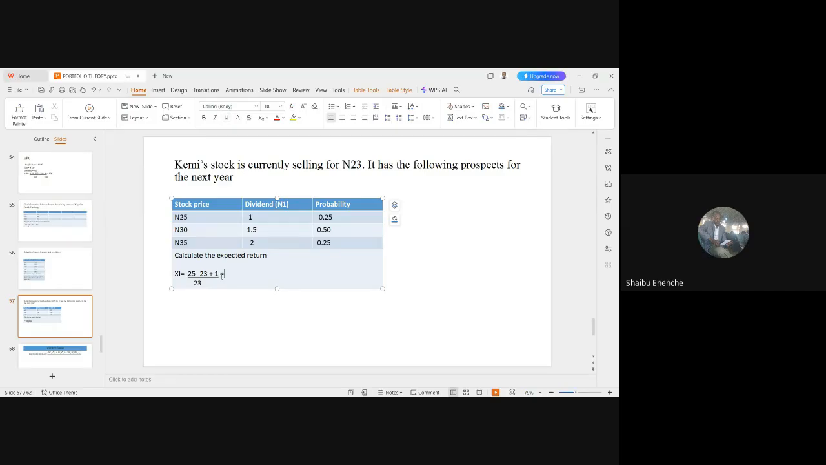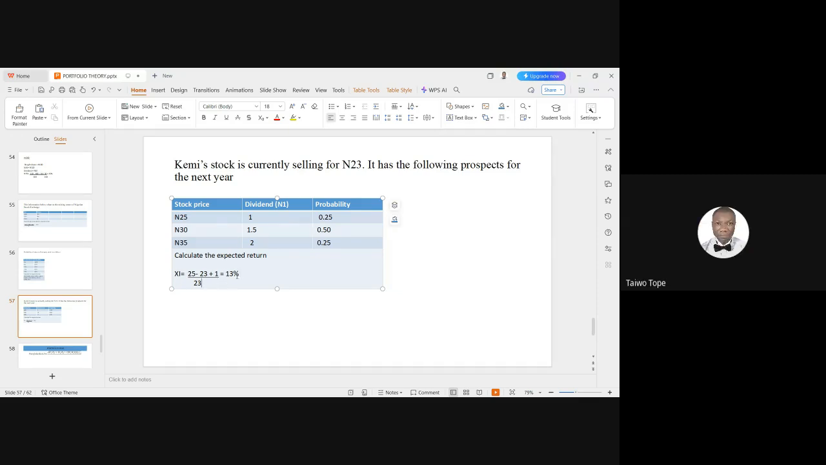Sir, please, I want to draw you back small. Sir, I don't know how you get this 23. 25 minus 23 plus 1 divided. Okay. Thank you. All right.